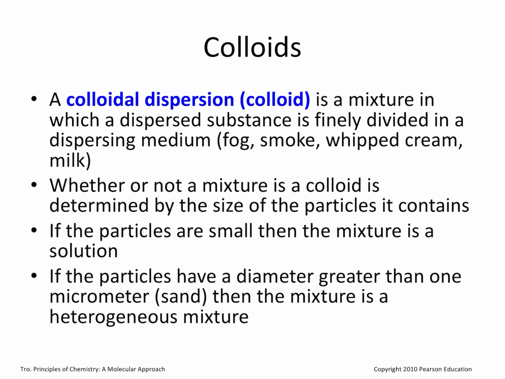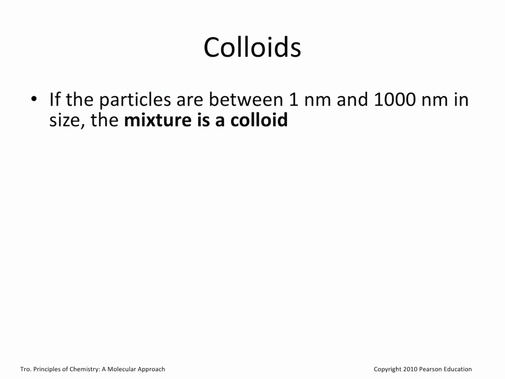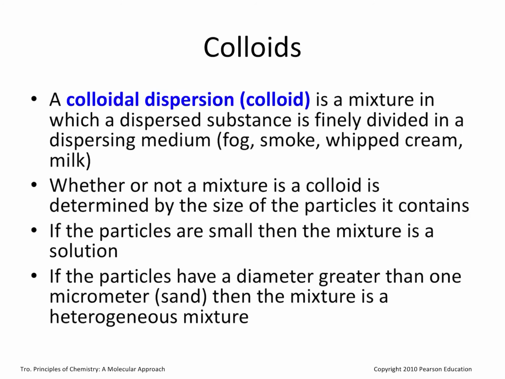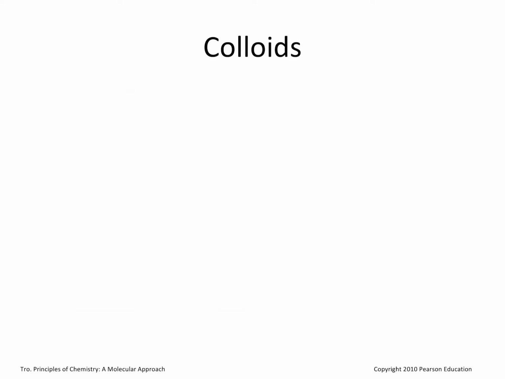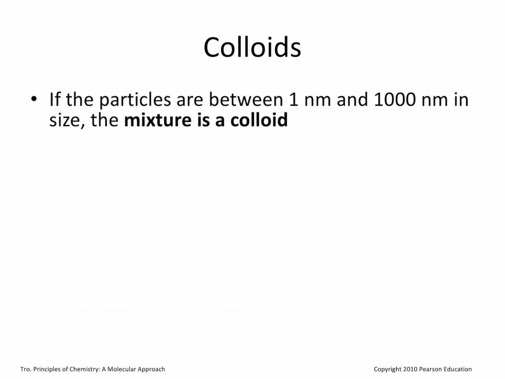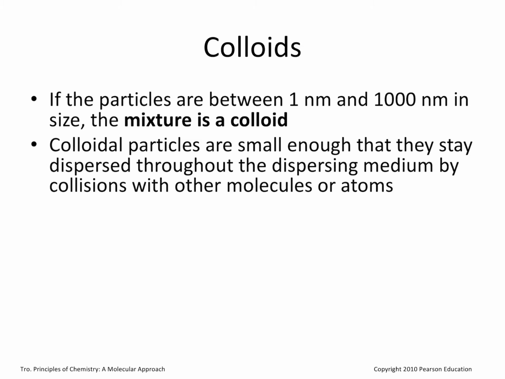So if the particles are small, then the mixture is a solution. And if the particles have a diameter that's greater than 1 micrometer, like sand, so when we have sandy water, we actually see the sand in the water, the mixture is a heterogeneous mixture. If the particles are between 1 nanometer and 1,000 nanometers, we have a colloid. So again, I should rephrase this: if we have greater than 1 micrometer, we have a heterogeneous mixture. If we're in between 1 nanometer and 1,000 nanometers, that's when we have a colloid.